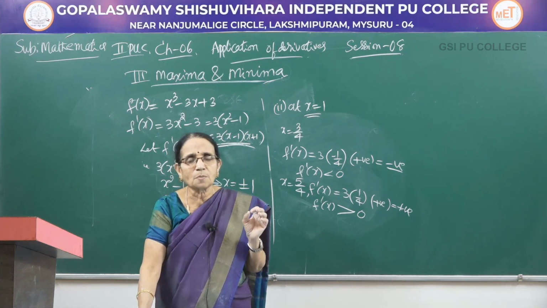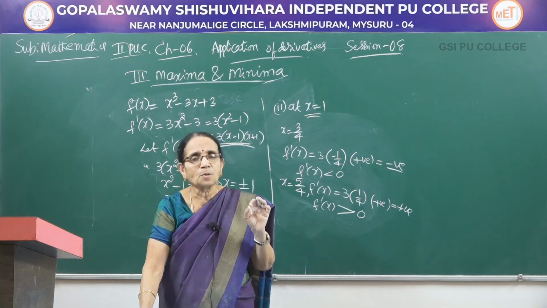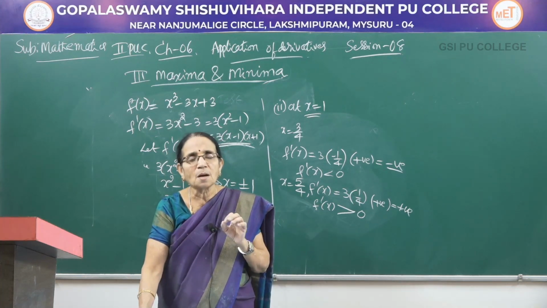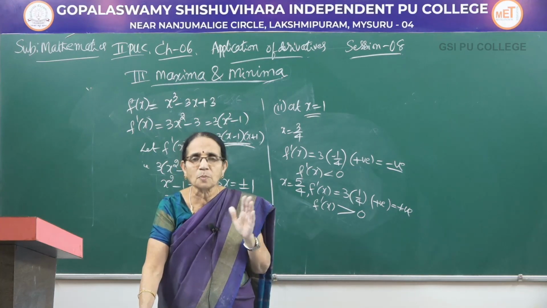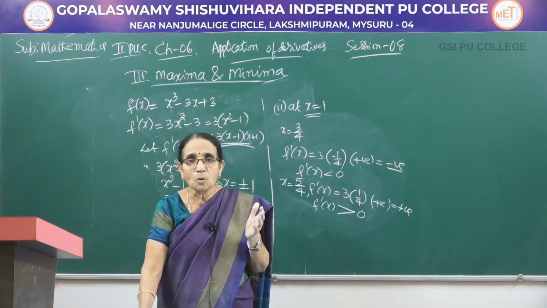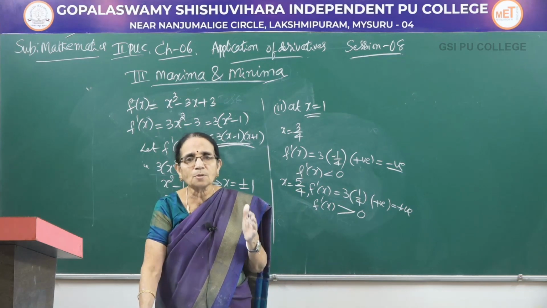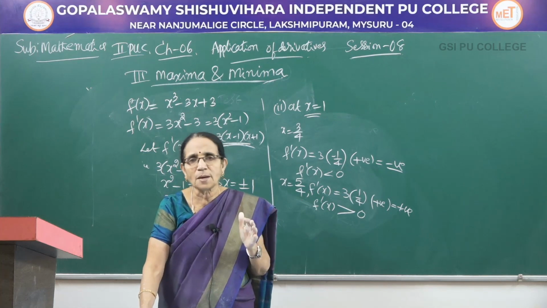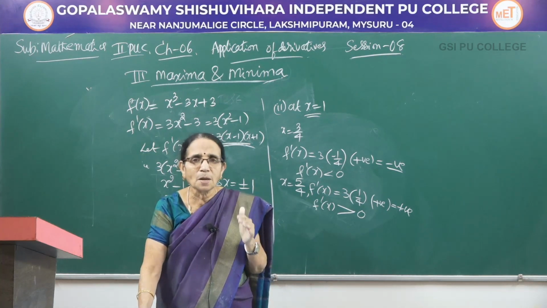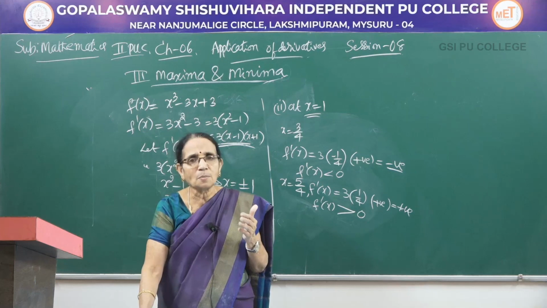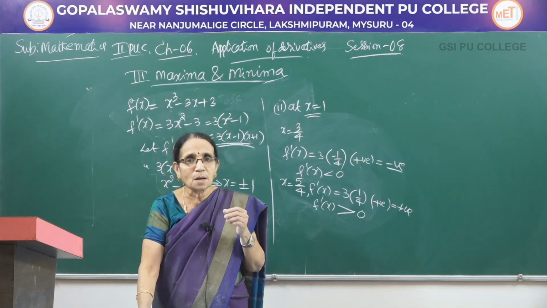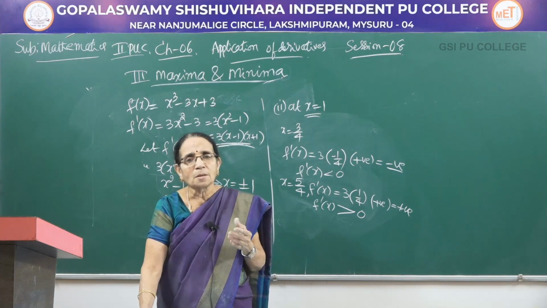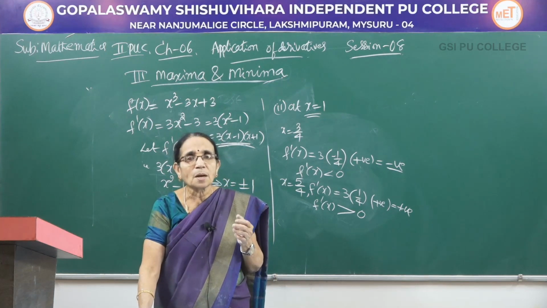According to the statement of the first derivative test, when you consider c as a critical point, as x increases through c, if f dash x changes sign from plus to minus, it is a local maximum point, and that value is the local maximum value. If f dash x changes sign from minus to plus, it is a point of local minima, and that value is the local minimum value. If f dash x does not change sign at all, then it is neither maximum nor minimum. That point is called the point of inflection.